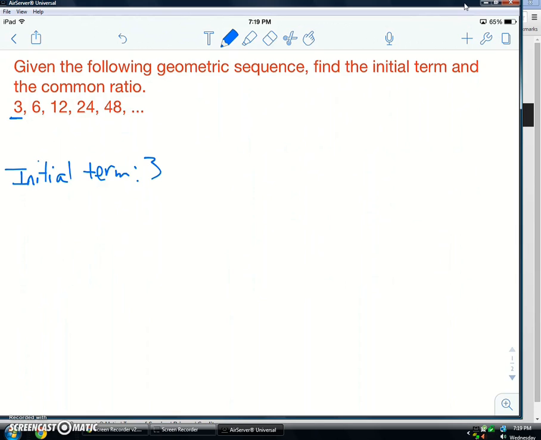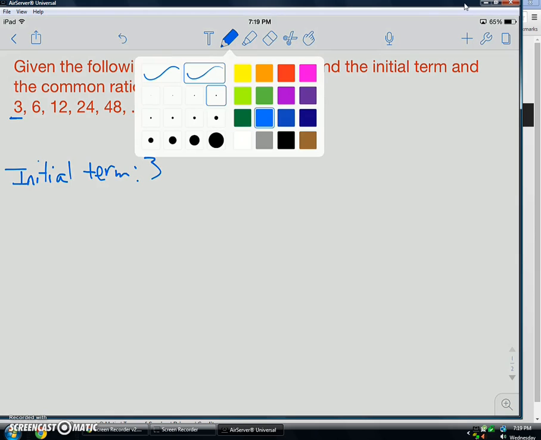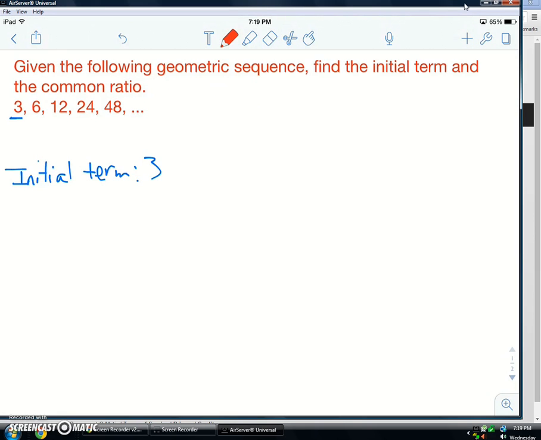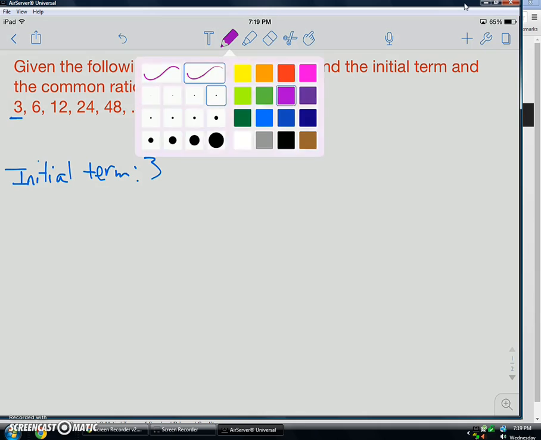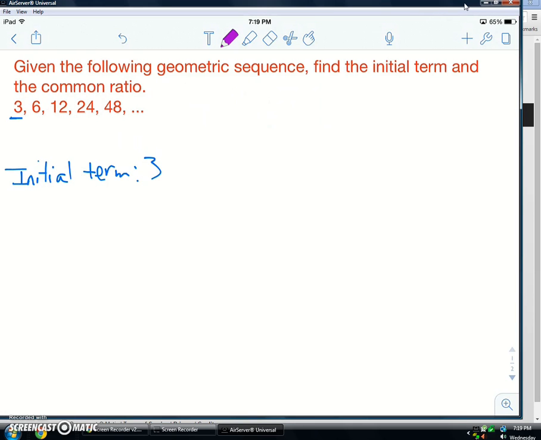Then what we're going to try and do is find out what pattern, if any, exists that allows us to go from one number in the sequence to the next. So you might be asking yourself, how would I go from 3 to 6? What mathematical operation would allow me to go from 3 to 6? And then from 6 to 12, 12 to 24, and 24 to 48.